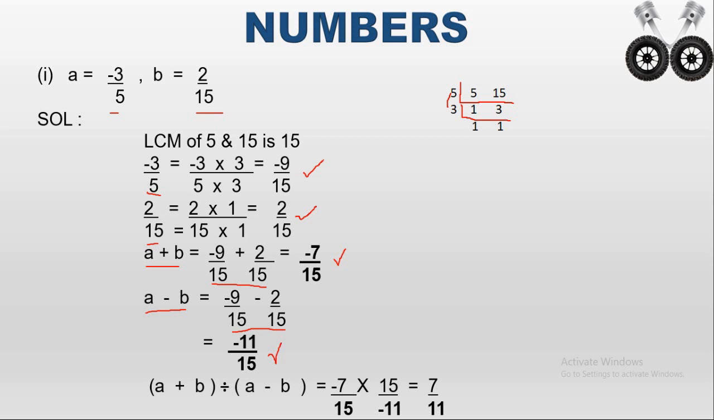Now we can divide a plus b by a minus b. If I want to divide two rational numbers, the division operator is converted into multiplication operator and the second rational number is written as the reciprocal of the given rational number. So a plus b value is minus 7 by 15. Division operator is converted into multiplication operator and then the second rational number is minus 11 by 15. The reciprocal is 15 divided by minus 11. So 15 and 15 are cancelled. Negative sign and negative sign are cancelled. So the answer is 7 by 11.